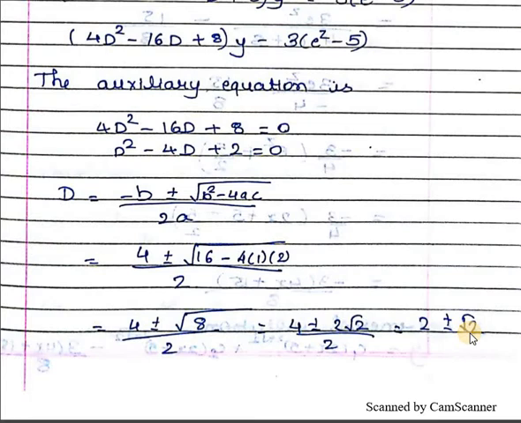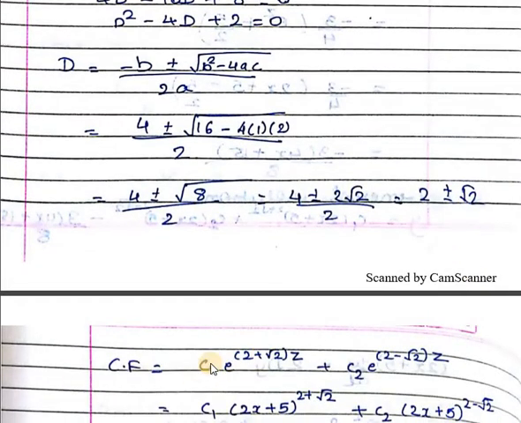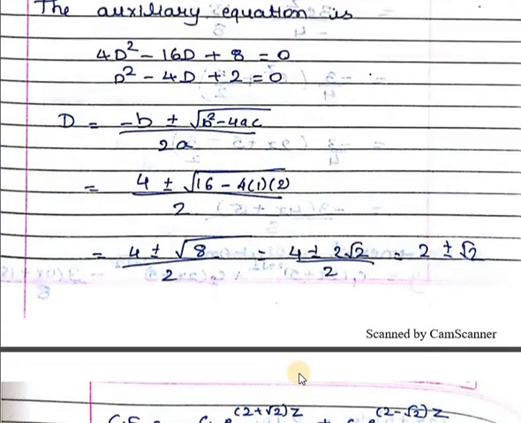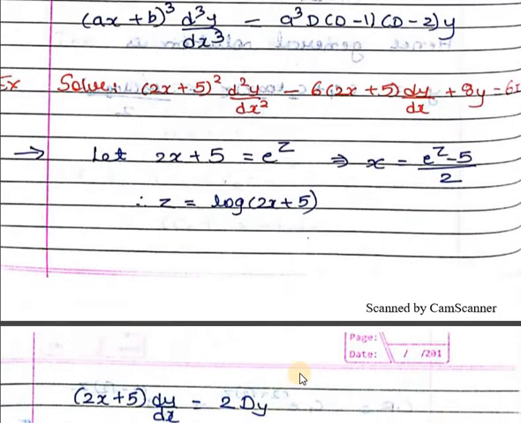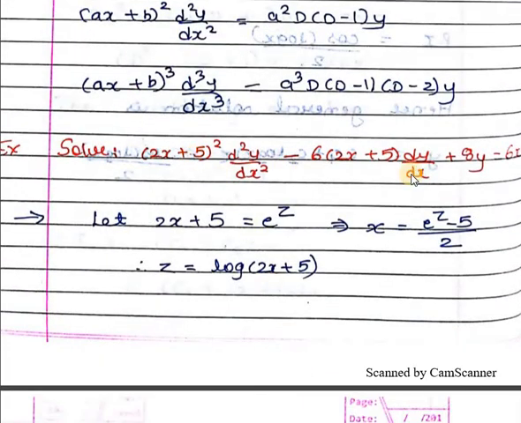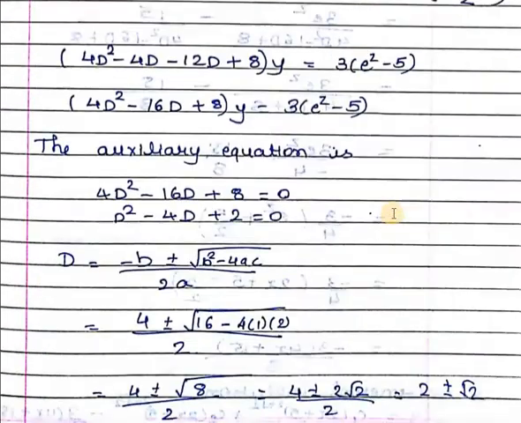Therefore by case 1 of CF, it will be C1 e^((2+√2)z) + C2 e^((2−√2)z). Here the first root is 2 + √2 and the second root is 2 − √2. But remember, here we have written CF in the form of z. Now our final answer should be in the form of x, because our main equation is in the form of x.